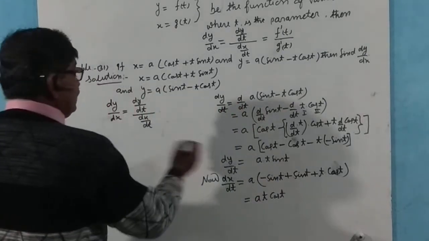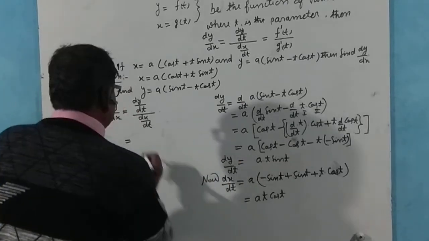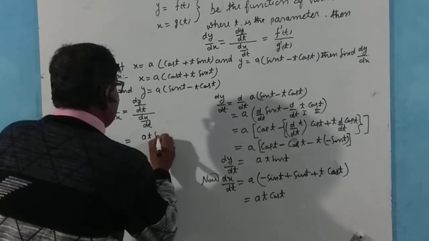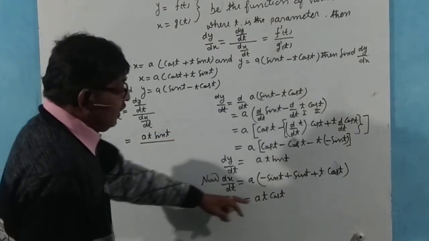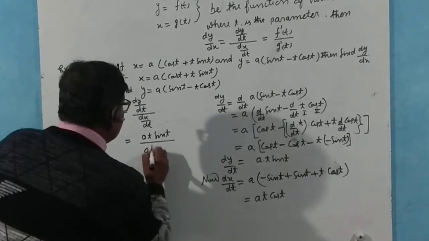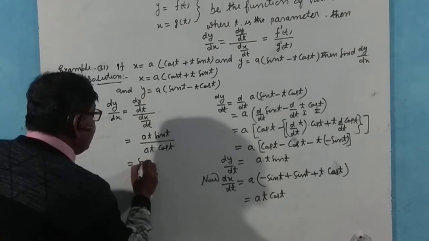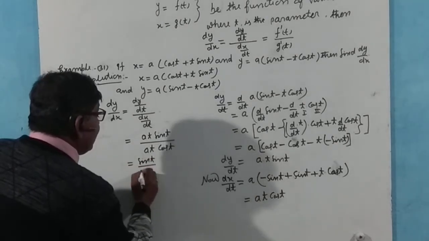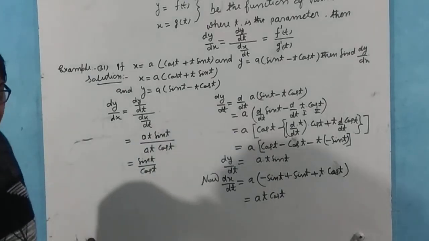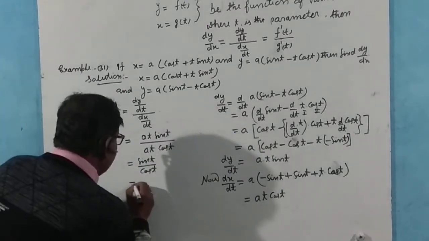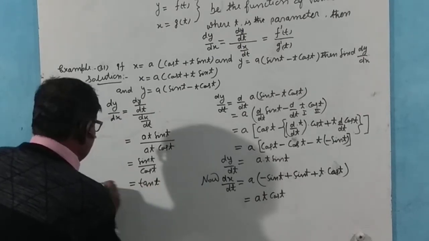Now putting this value here, dy by dt is a t sin t divided by dx by dt, a t cos t. The a t cancels, leaving sin t divided by cos t, that is equal to tan t. This is our answer.